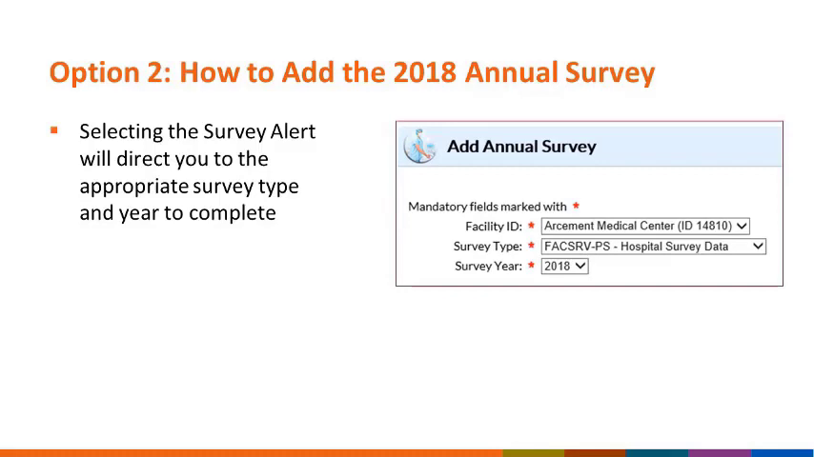The second option might be a little more straightforward. All you need to do is to click on the survey required alert on the NHSN homepage. This action will lead you to the appropriate survey type and year for completion. You do not need to email or fax an NHSN copy of the completed survey. Once you click Save, we've got your survey, and now your survey can be used for risk adjustment in the appropriate SIR calculations.